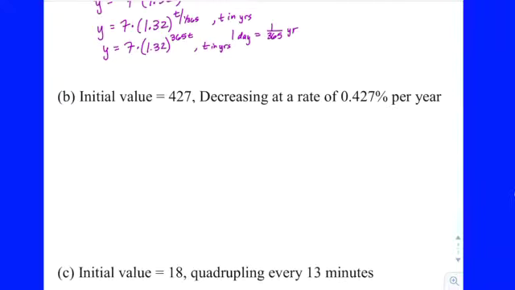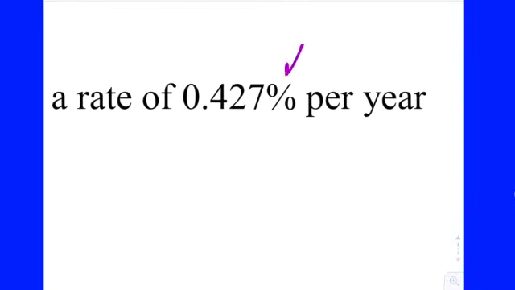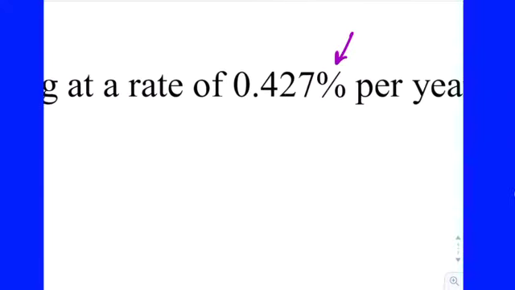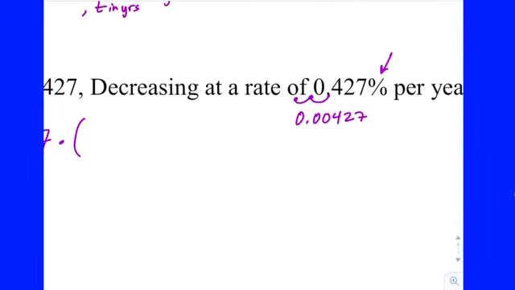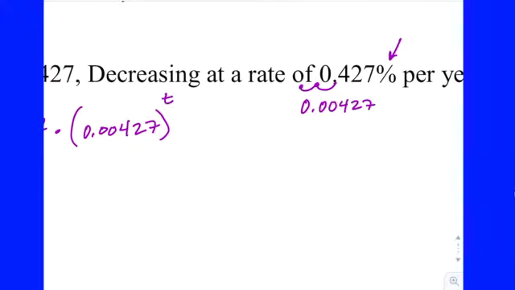All right, so let's say this is a multiple choice question on the test on Thursday. Here's one of the answer choices. Y equals 427 times it's decreasing by 0.427. Now notice that is a percent already. So if I want it as a decimal, I'm going to have to move it 2 units still further to the left. So that would be 0.00427 as a decimal, to the T. It's per year, so I could say T divided by 1, or just let it be T and say that T is in years.